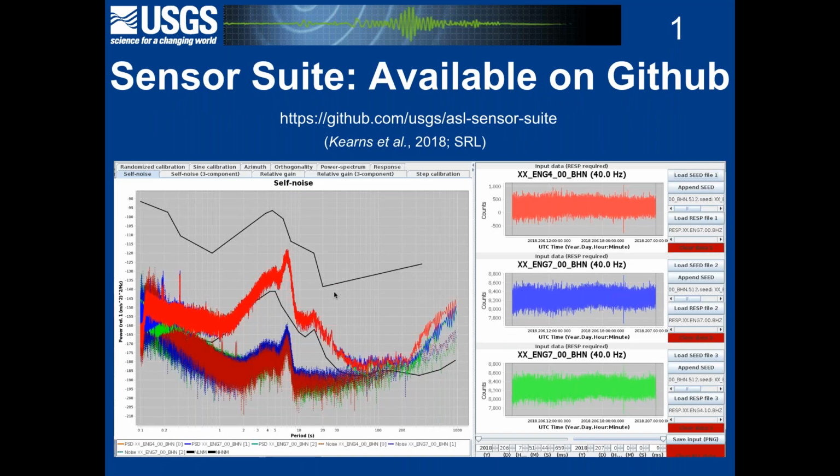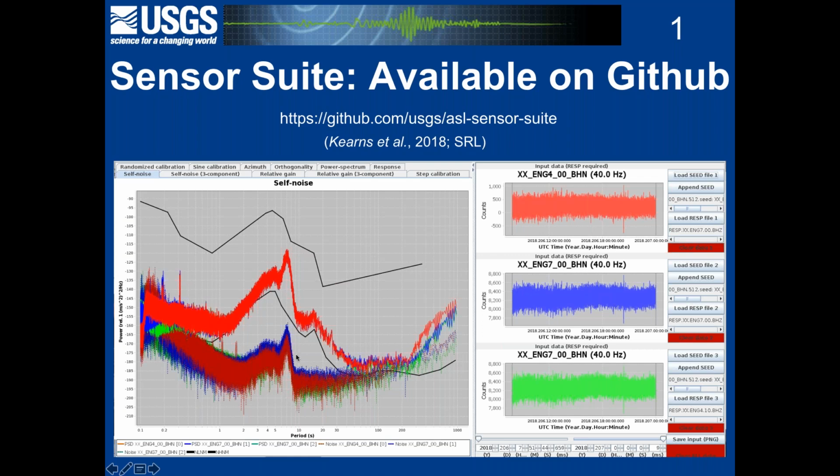And we actually have a software package to do this. It's available on Github. It's completely open source, written in Java. And we recently had a paper out on this in SRL. And it's a pretty intuitive software package. You just load in the data from the 3 sensors. So here I'm loading the north component of 3 of these Trillium Compact-esque sensors. And you load in the response, and it does the Sleeman analysis, and here's the power spectral densities, and here's the self-noise of the sensors.